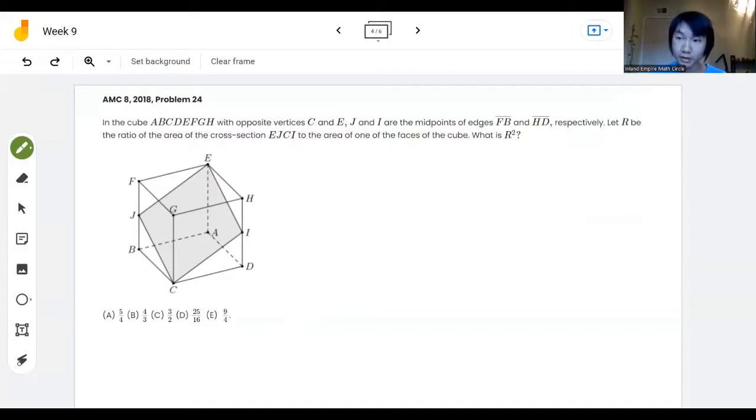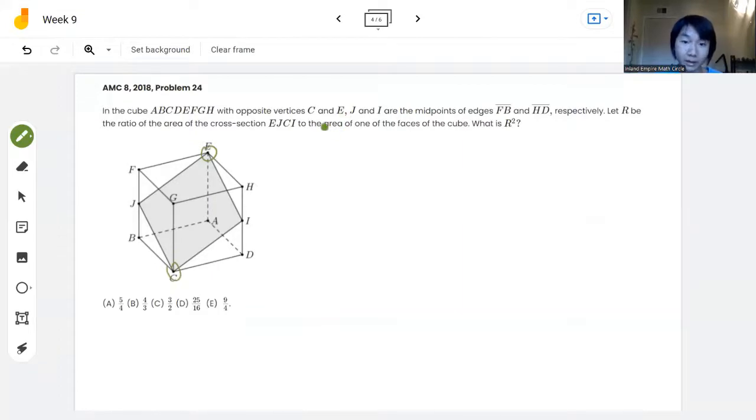So let's read over the question first. In the cube A, B, C, D, E, F, G, H with opposite vertices C and E. So here's C and there's E. J and I are the midpoints of edges FB and HD. So we can go ahead and label these edges real quick so we know which sides are the same.